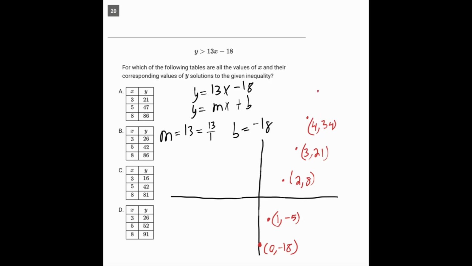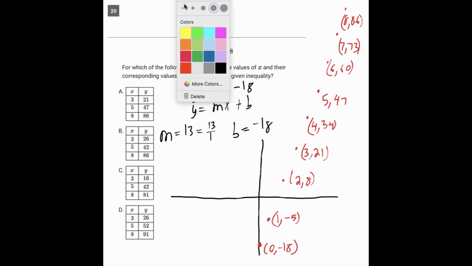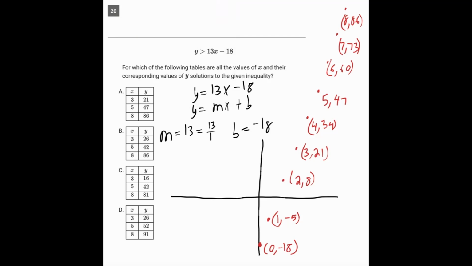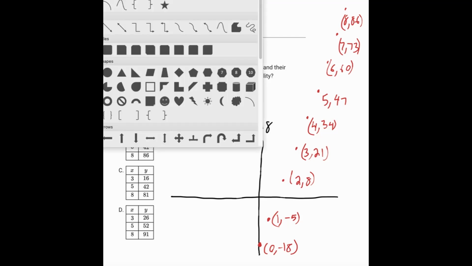So continuing onward, 5, 47, 6, 60, 7, 73, and last but not least, 8, 86. So now we have a much stronger idea of where our line and our inequality will lie.